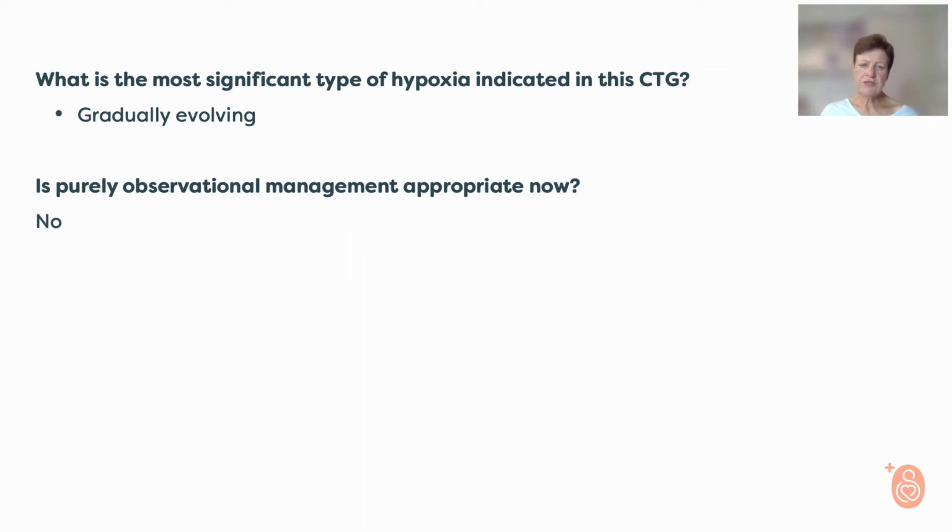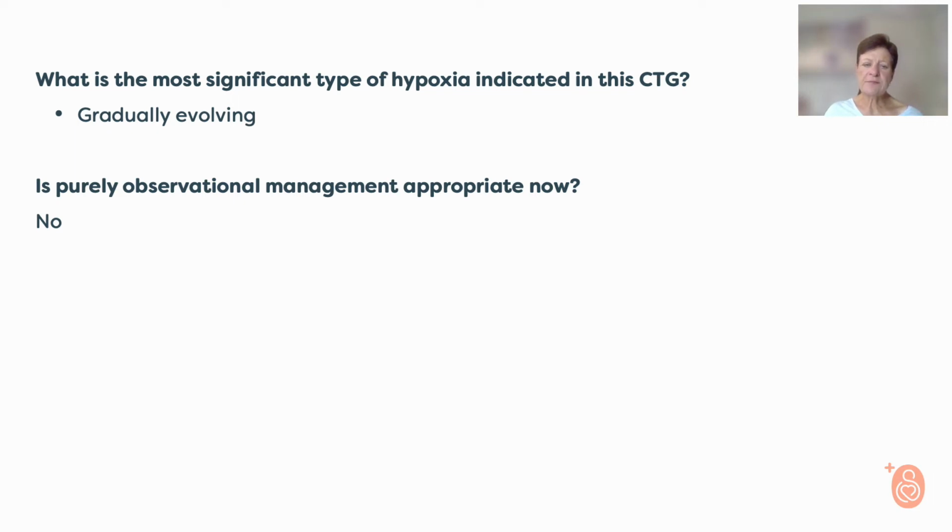Now, you also needed to answer what is the most significant type of hypoxia indicated in this CTG. At the moment, the big thing is that the hypoxia is not being associated with the variable decelerations, because the variable decelerations are still within normal limits. But a sign of the hypoxia is the reduced variability, and this usually comes gradually. So it's a gradually evolving type of hypoxia.